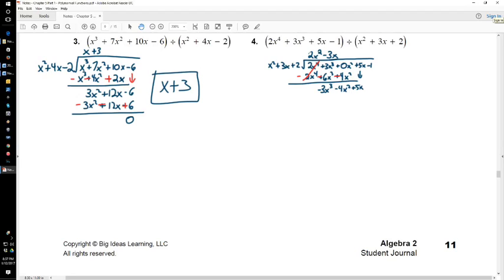Because when we distribute that out, negative 3x times x squared is negative 3x cubed. Negative 3x times 3x is negative 6x squared, and negative 3x times 2 is negative 6x.